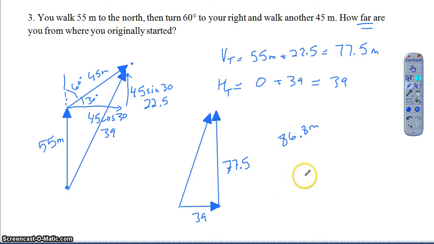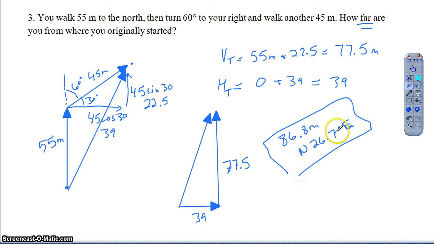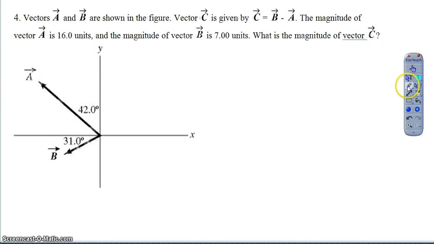And again, you don't necessarily need the angle. If you did find it, it would be north 26.7 degrees east. But this one just asked how far it went, so I didn't really need that vector. Anyway, hopefully this one wasn't too bad, just a review of what we've seen so far.